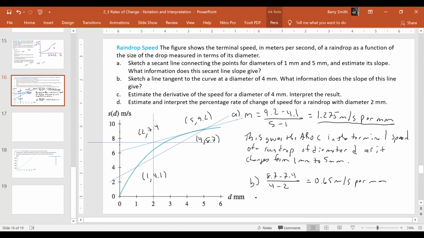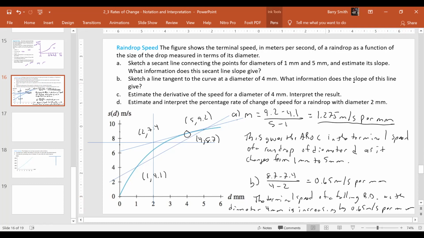So the terminal speed now of a falling raindrop with diameter, because we based it on that diameter of 4 millimeters, is increasing by 0.65 meters per second per millimeter. And I think that's all we need to say about that one. So that would be that.